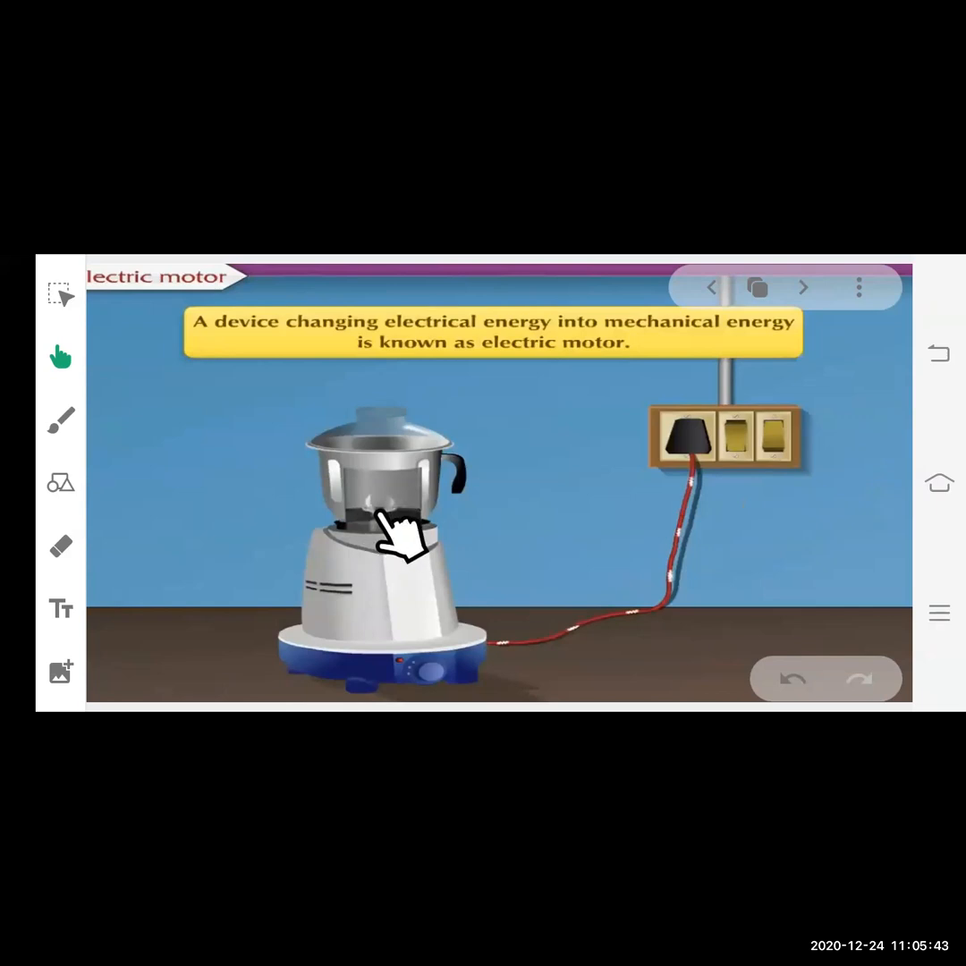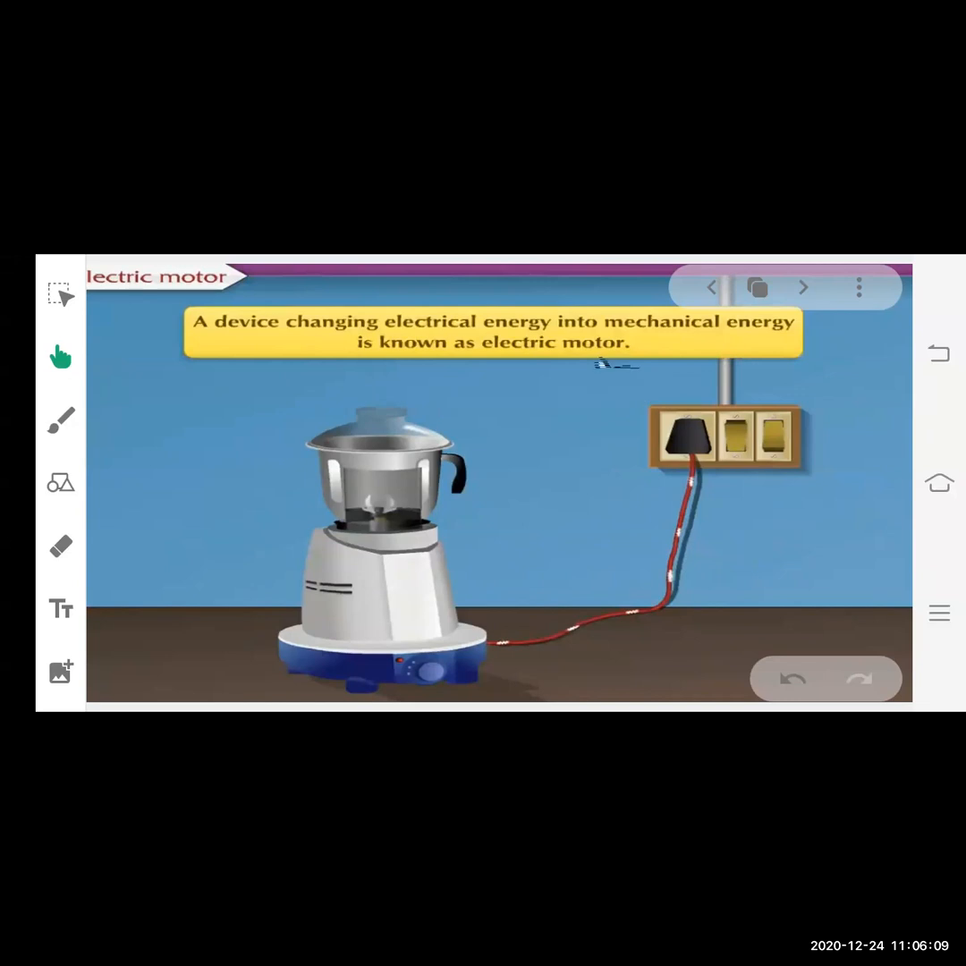a blade is present over here, and when we pass the electricity, these blades rotate. They convert the electrical energy into rotational kinetic energy, because the blades are rotating, and as they are moving, kinetic energy is present. So there it is rotational kinetic energy. A device which changes electrical energy into mechanical energy is known as an electric motor.